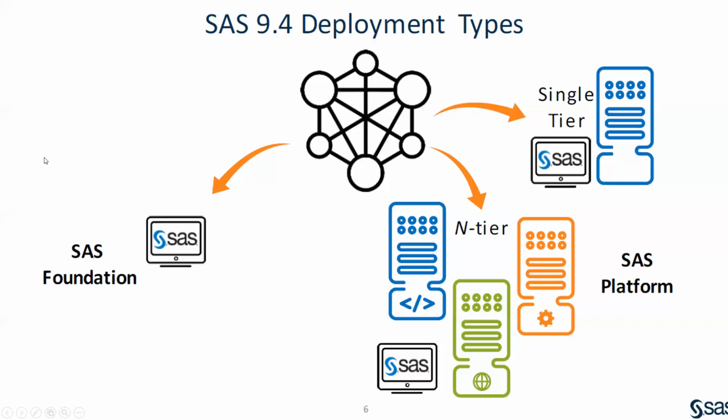Okay. So we can install a SaaS foundation, then single tier in one system, or else you can install a SaaS foundation in one system and the remaining all the tiers in different systems.